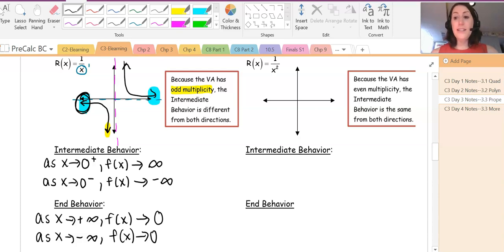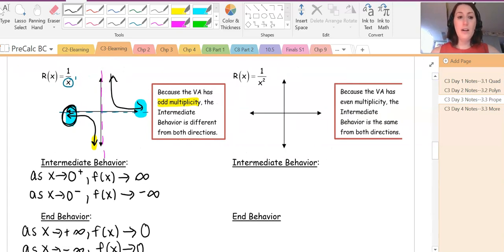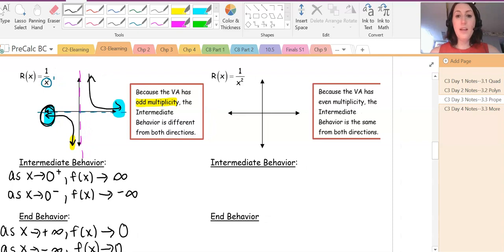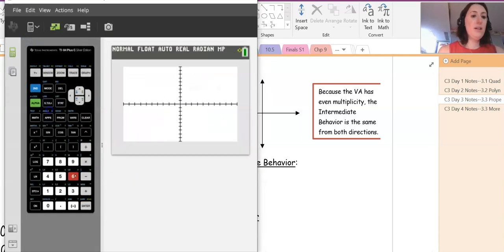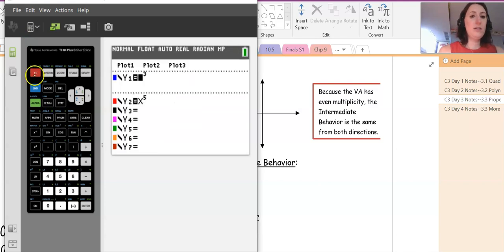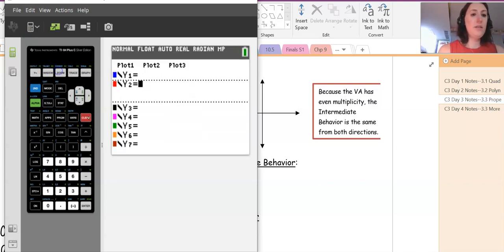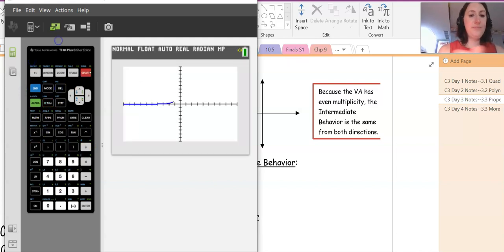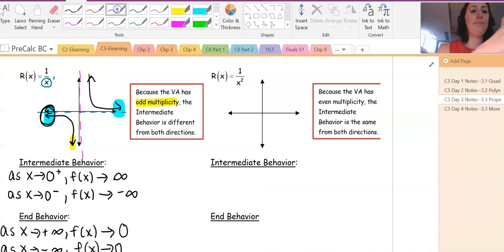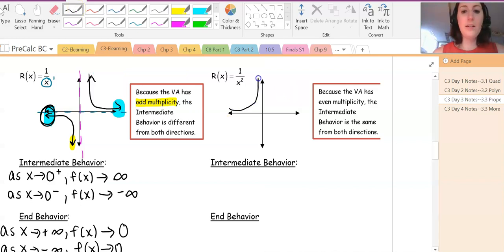All right, let's try this again, but this time our equation's a little different. This time we have a 1 over x squared. So this is maybe not a function you've seen before. Let's go ahead and graph it. Get rid of all this stuff. 1 over x squared. It looks like this. Okay, so like this.